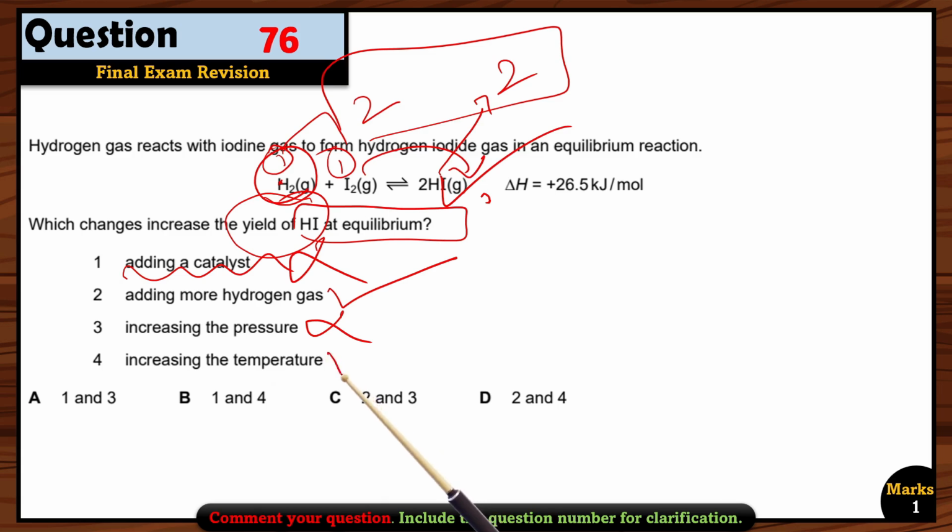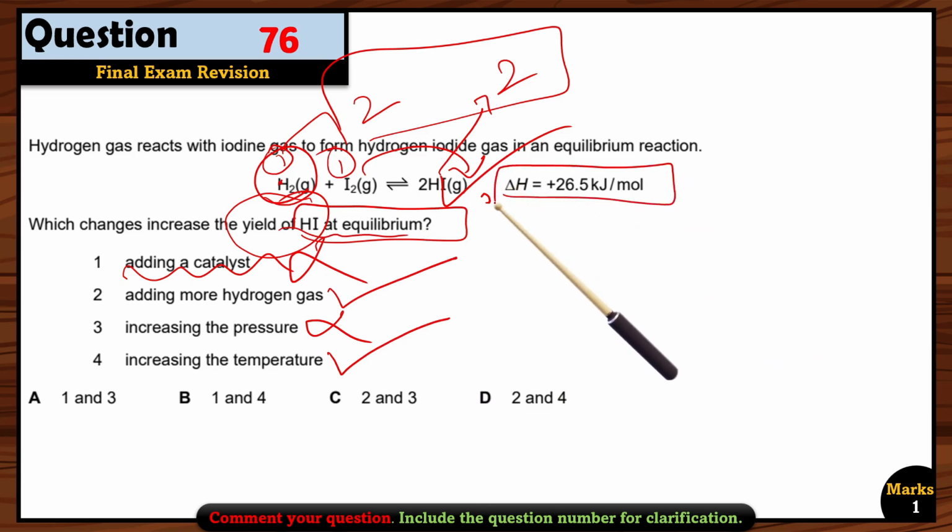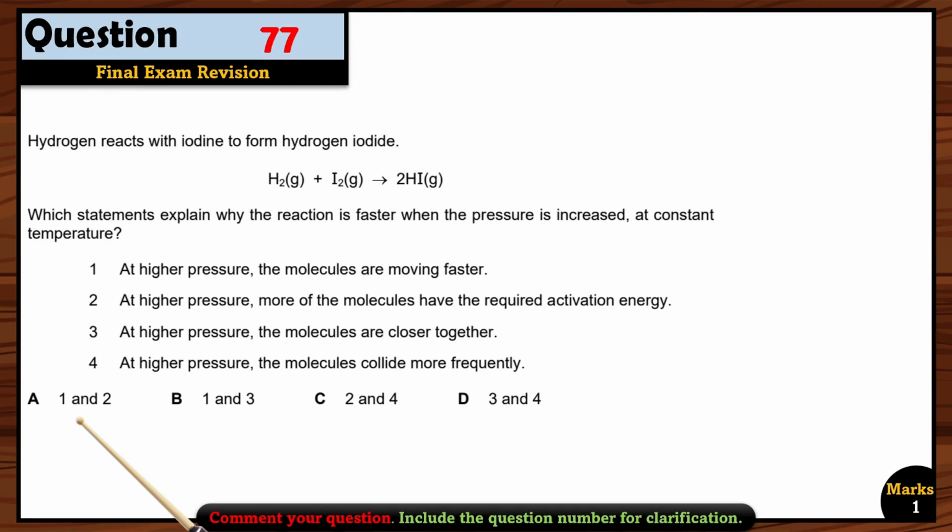Let's see for temperature. Of course, if you increase the temperature, the rate of reaction will increase, right? But what about the yield? Will the yield of HI increase? Yes. Why yes? Because if you see, delta H is endothermic, positive. The reaction is positive, so increasing the temperature will favor the right side. It will help you to get more products. So option 2 and option 4 are the right options. That is option D.